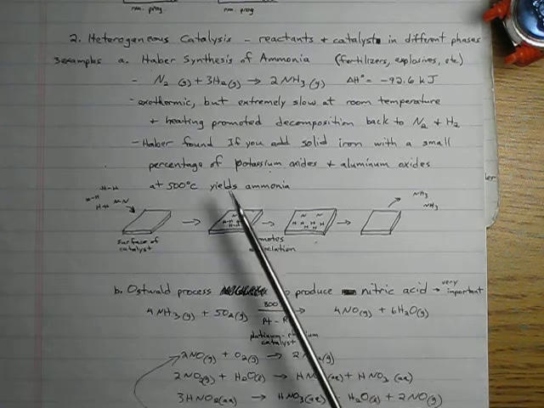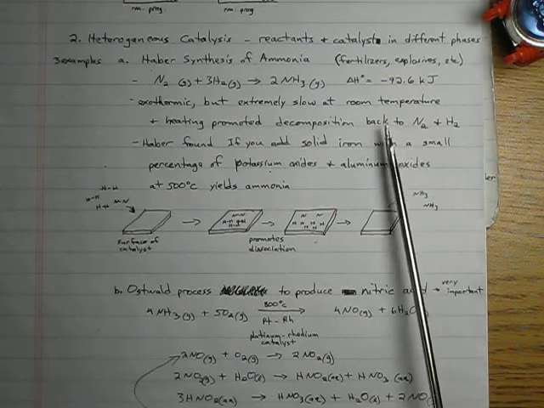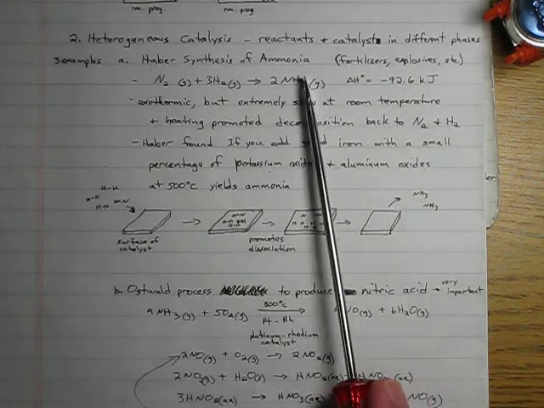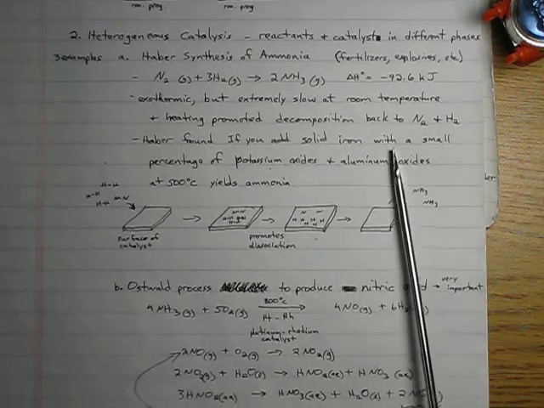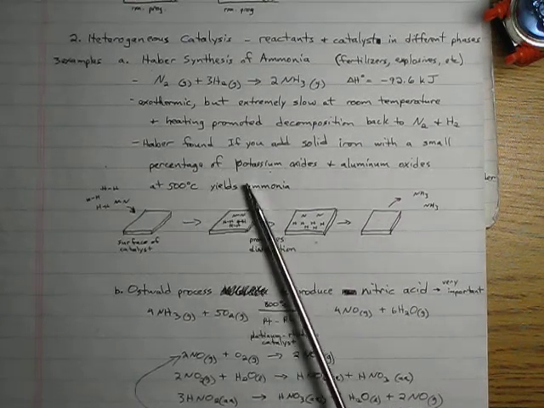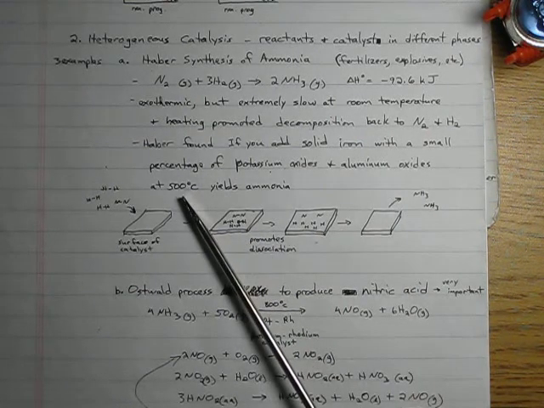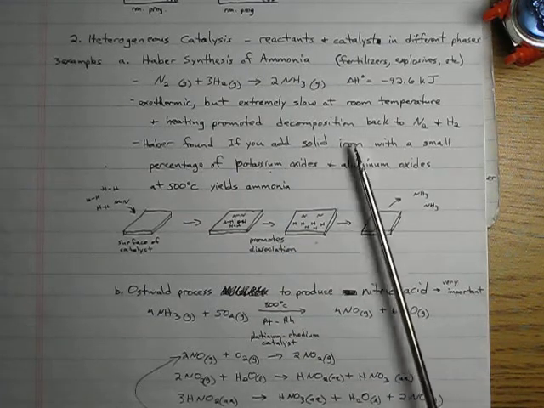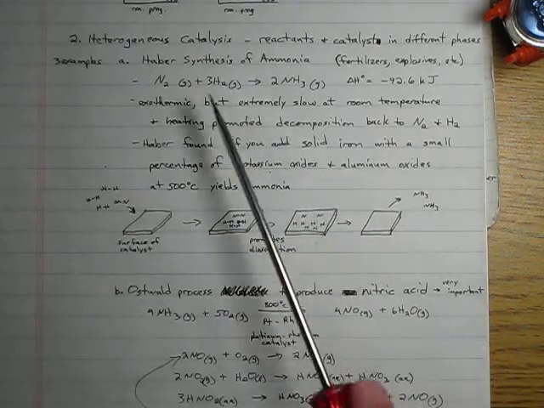And the problem was, if it's very slow, we want to add energy, so let's heat it up. It turns out, as we're going to find out next chapter in equilibrium, since this is an exothermic reaction, heating it up makes the ammonia want to just break down into N2 and H2 gas again. So that's not the best way to do it. But what Haber found was if you add solid iron that has small percentages of potassium oxides and aluminum oxides, reacted at only 500 degrees Celsius, you will get your ammonia. The iron with a small amount of the oxides on it is our heterogeneous catalyst. It is a solid, whereas our reactants are gases.